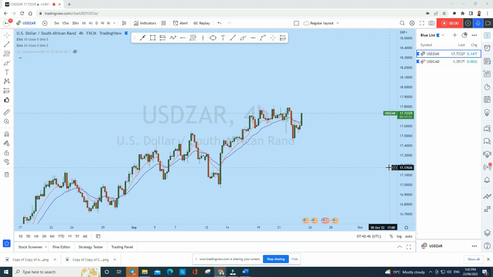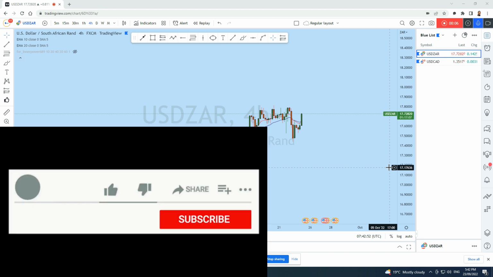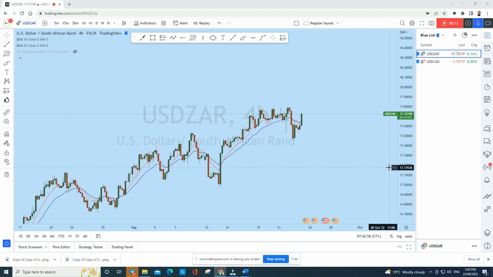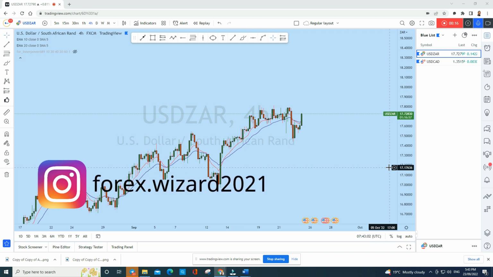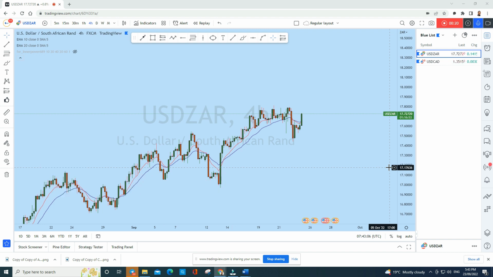Let's do a complete multi-time frame analysis of USD ZAR and USD CAD. Let's see what kind of trading opportunity we currently have in both of these instruments. Both are giving us a significant trading opportunity on the lower time frame. Before we discuss what it is, let's do a complete multi-time frame analysis. Then we'll come back to this time frame to see how we can trade USD ZAR and USD CAD.